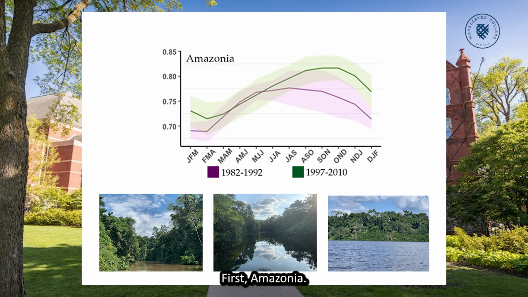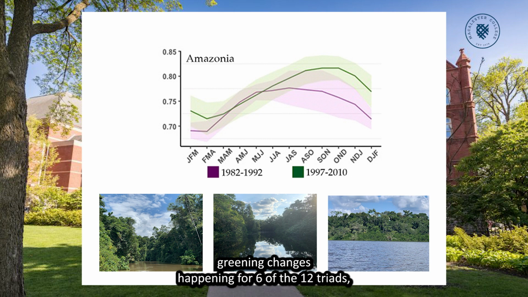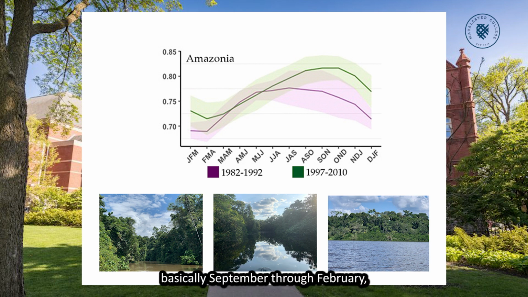First, Amazonia. Greening trends are strongest here out of all the regions of Ecuador, and there are significant greening changes happening for 6 of the 12 triads, basically September through February, which correspond to the dry season. Comparing the 2 time periods, basically the 90s and the 2010s, we see a seasonal shift of 3 to 4 whole months. The NDVI yearly peak is now around November instead of August. The growing season, where NDVI is highest, has grown stronger and is happening later in the calendar year.